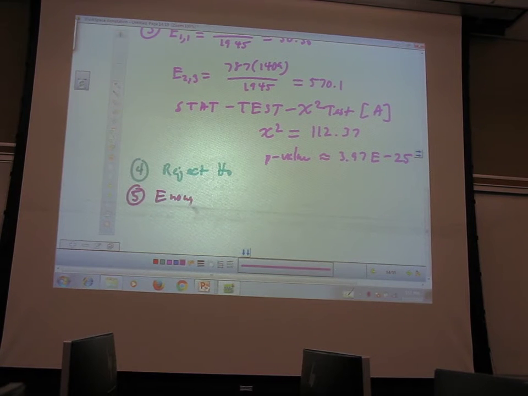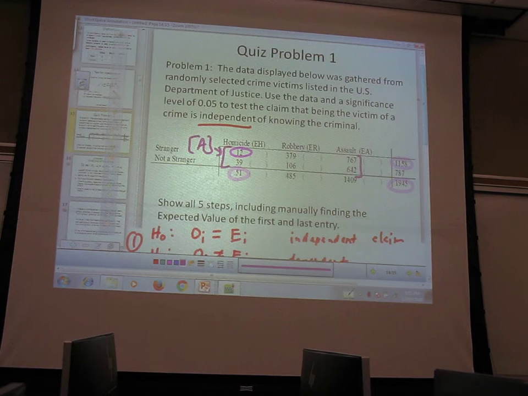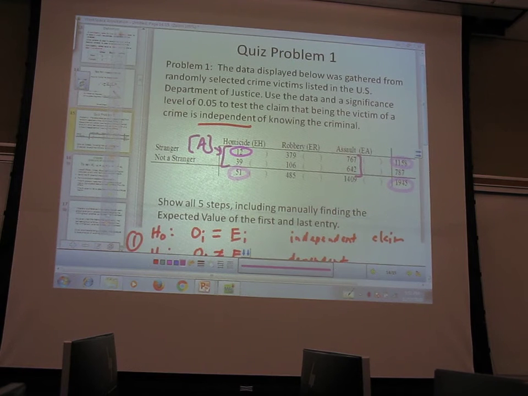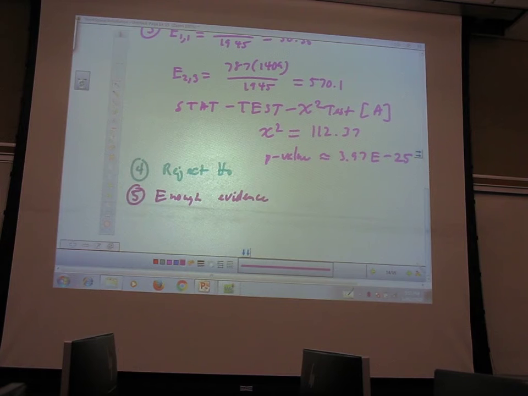That's tricky, but not reject. And remember, pretty much all of these are going to be reject the claim. To reject the claim that it's independent. Everybody okay with that part? Our 11.1 and 11.2 are going to be almost always reject. On the exam, they're going to be reject.